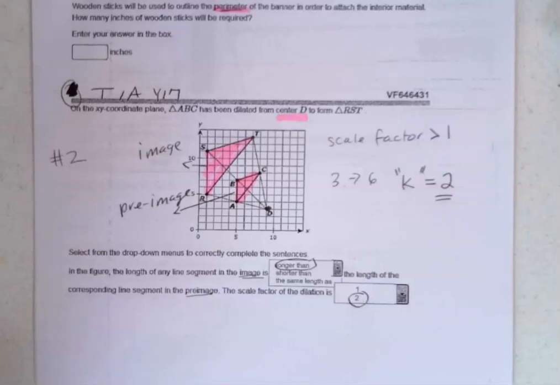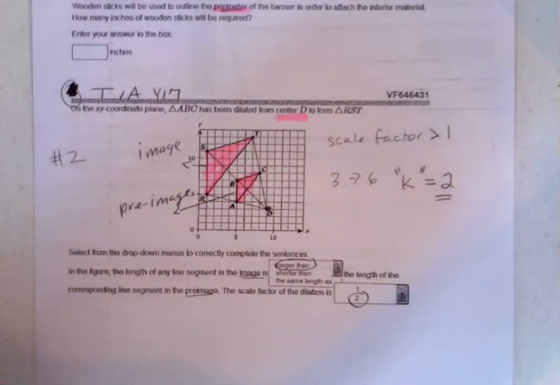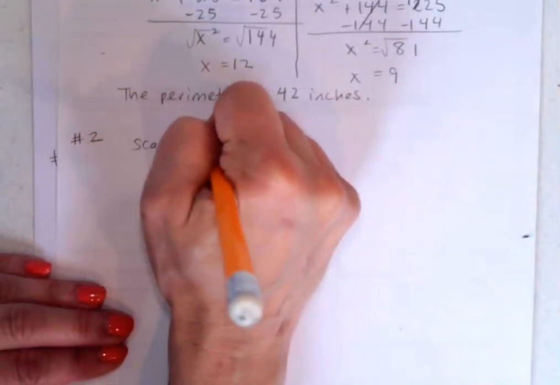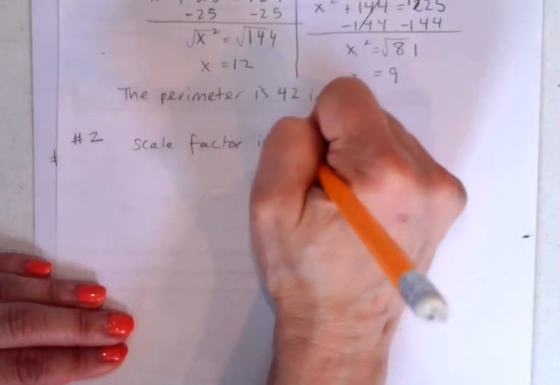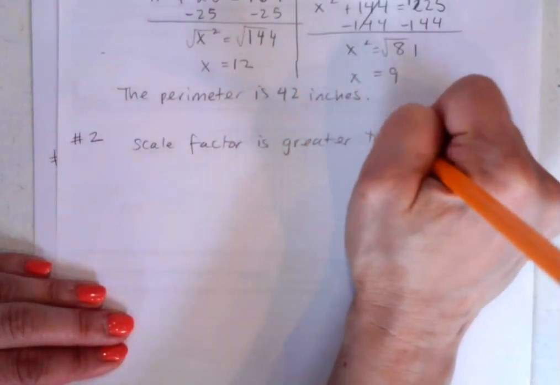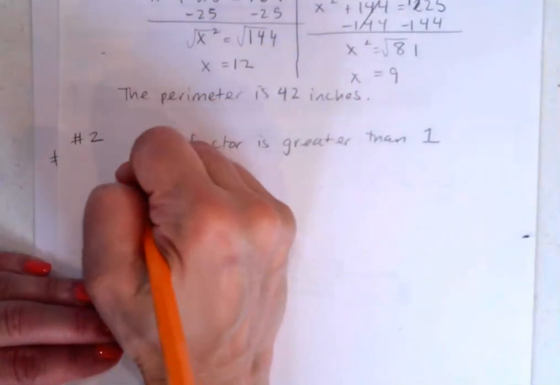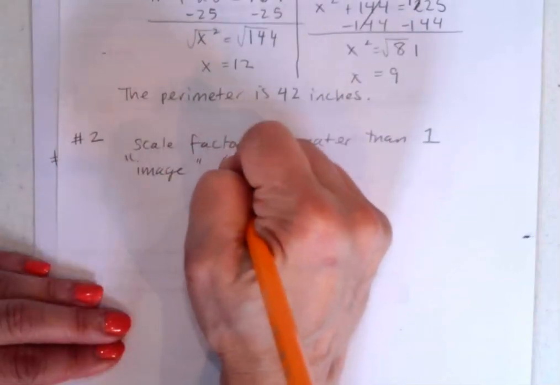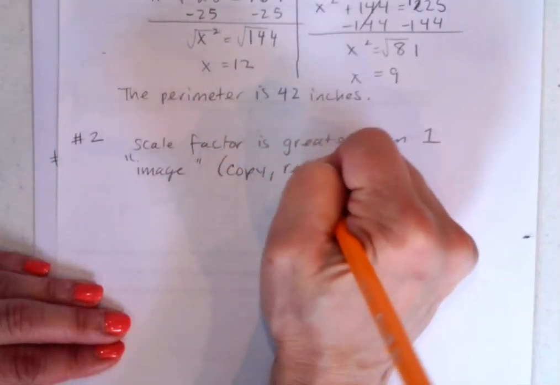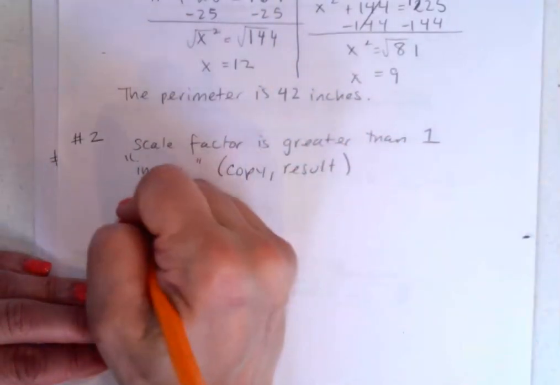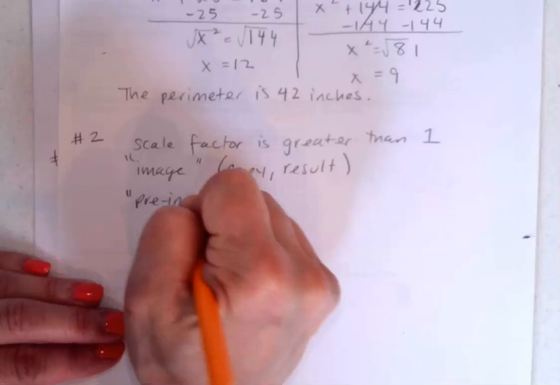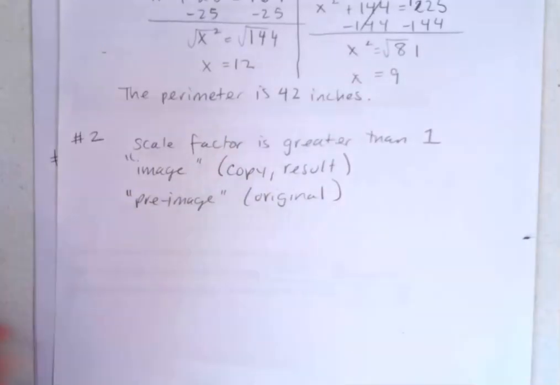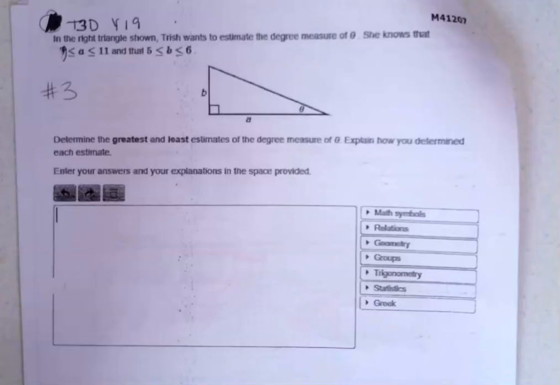I guess you didn't really even need to write anything down, other than maybe you want to write some notes down that the scale factor is greater than 1. And maybe also remind yourself that the image is what we think of as the copy or the result, and the pre-image is the original figure.